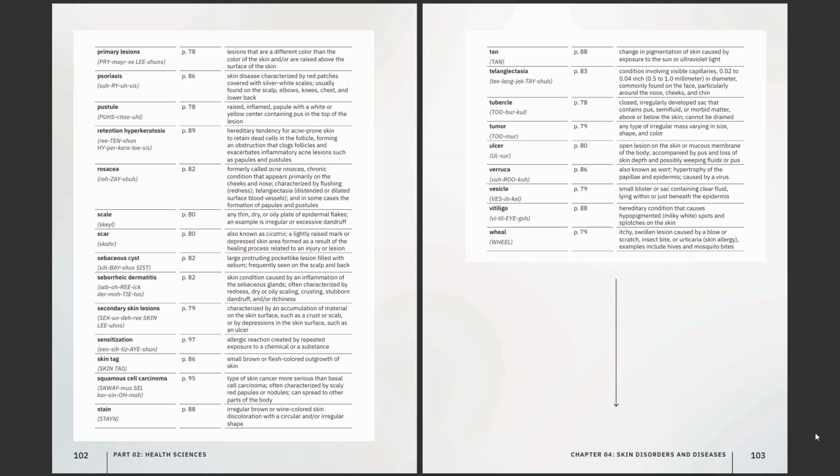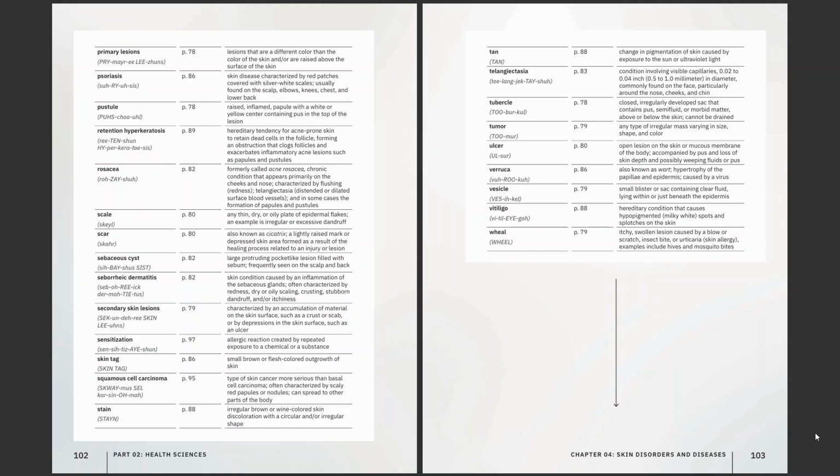Psoriasis, skin disease characterized by red patches covered with silver white scales, usually found on the scalp, elbows, knees, chest, and lower back. Pustule, raised inflamed papule with a white or yellow center containing pus on the top of the lesion.